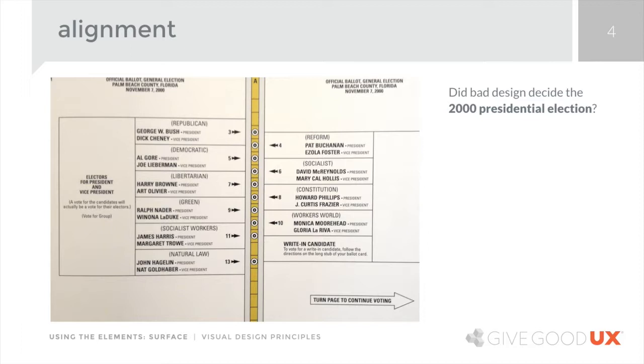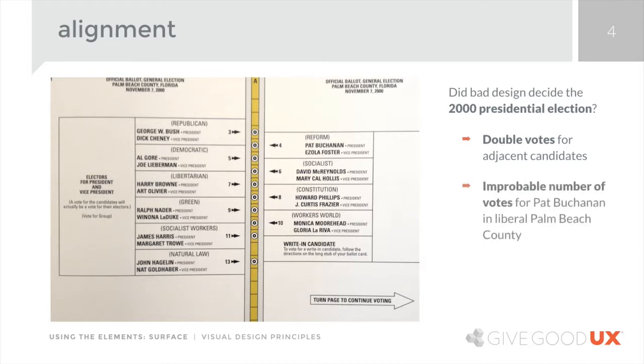Now, as you look at this, consider a few things related to the outcome of this election. There were double votes for adjacent candidates, ones that were almost directly across from each other. A lot of those votes happened twice. There was an absolutely improbable number of votes for Pat Buchanan in Palm Beach County, which was extraordinarily liberal.